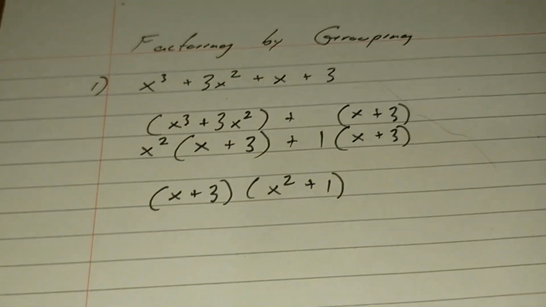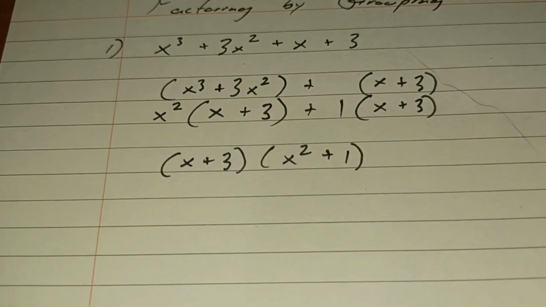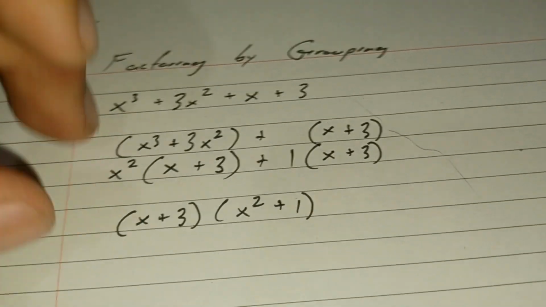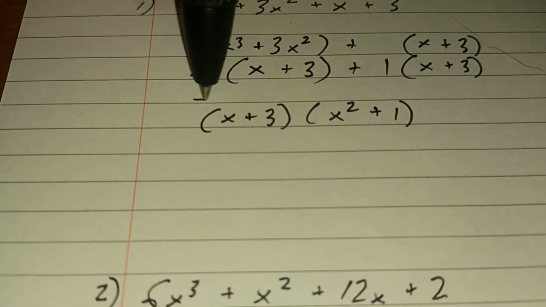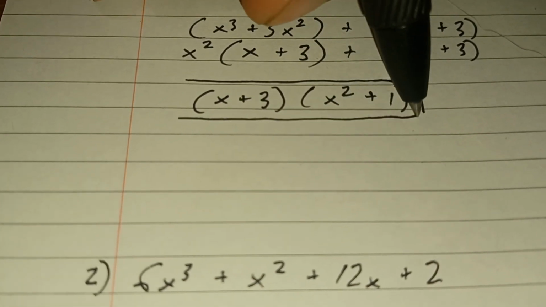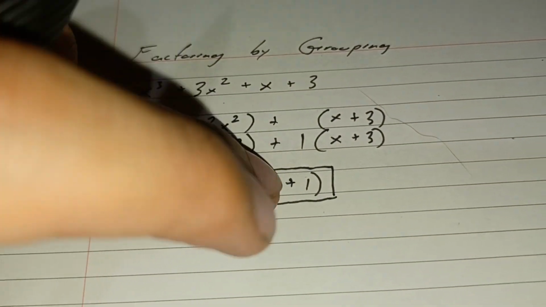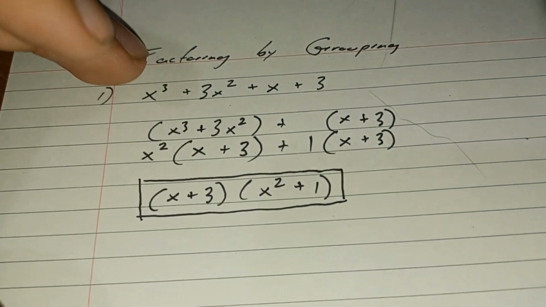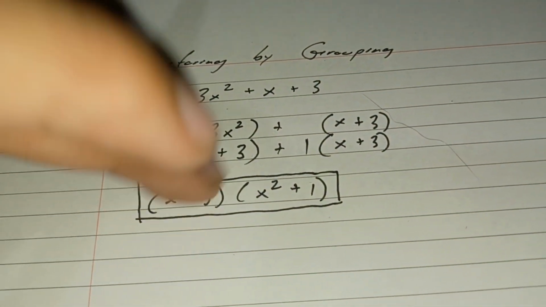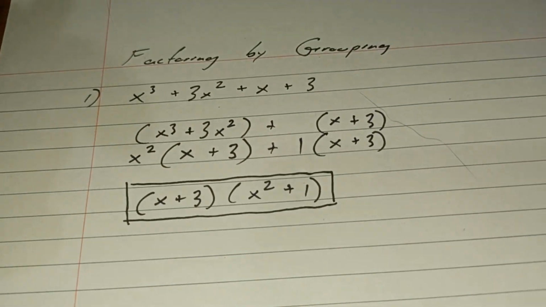So we have x plus 3 times x squared plus 1. So that is how we factor this one. That is going to be our answer. What this means is that if we multiply these two together, it's going to give us this. We can check it by multiplying these two together, and it will give us that. But I'm not going to do that here because that's going to take a little bit too long.